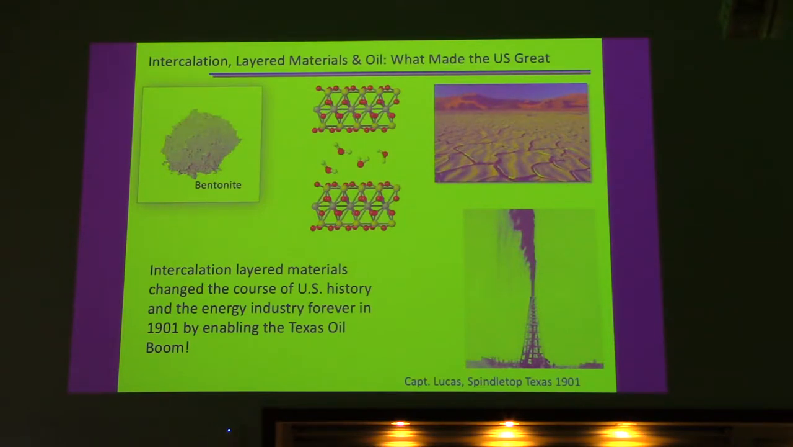It's 1900. It's about Christmas Eve. Captain Anthony Lucas is out drilling in Texas. And where he's at is this place that looks like here. This is Spindletop, Texas. It's not too far from here. At the time everybody was drilling all over Texas. There's got to be oil in here. We've got to get to it. The thing is, at the time, lubricants didn't exist. There were no such things as solid lubricants.